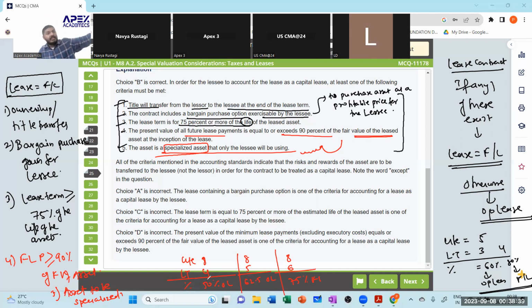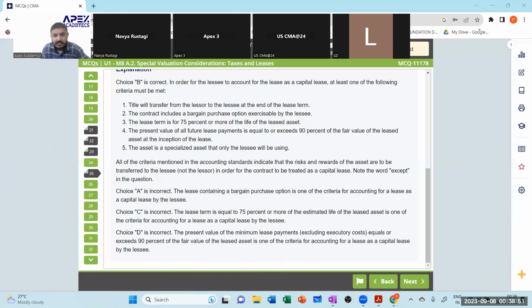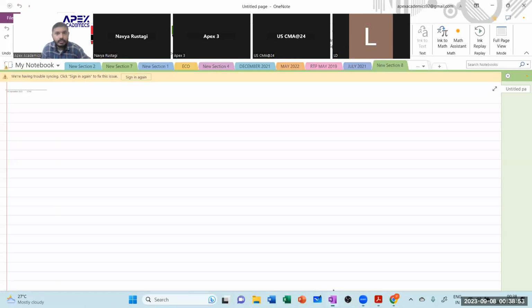Aruf asked me a question. You have not told us the distinction between operating and finance lease. I just did, and you by-hearted it also. Understanding? Now we erase this and we come here to make a chart for you.